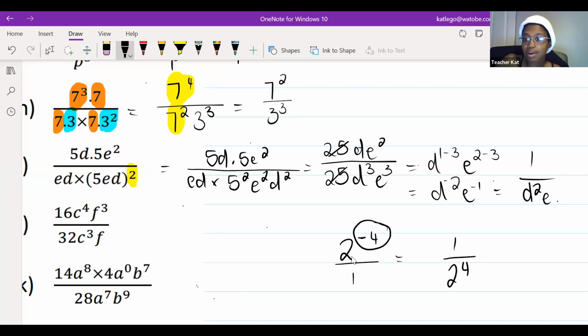It works the other way around. If you have 1 over, let's say 2 to the power of negative 3, and you want that to be positive, you can take this up and make it the numerator, and it will be a positive exponent. Do you remember that law? I hope I reminded us of the law.